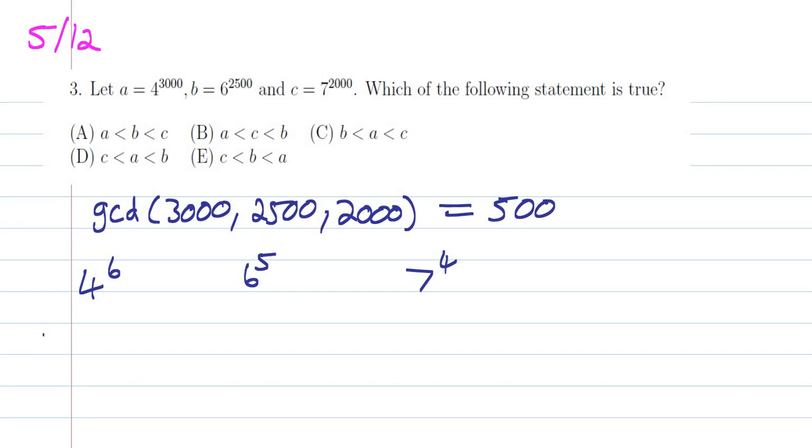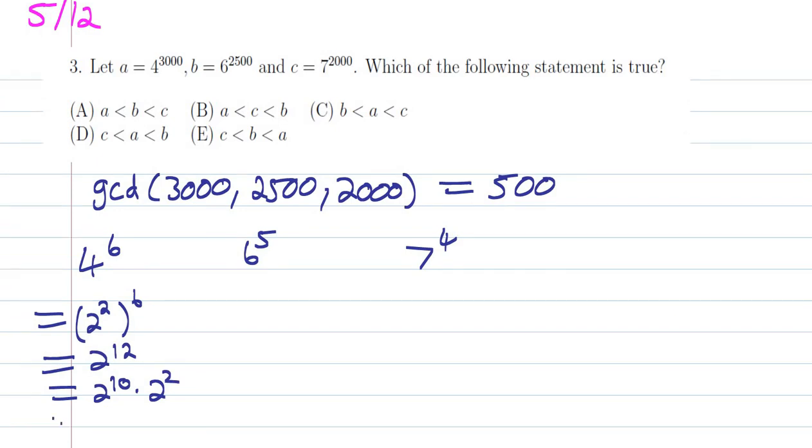Alright. Now, this one we can quickly do. 4 is 2 to what power? Yep, it's 2 squared. So this is 2 to the power 12. And we can write this as 2 to the 10 times 2 squared. And you should all know what 2 to the power 10 is. What's 2 to the power 10?